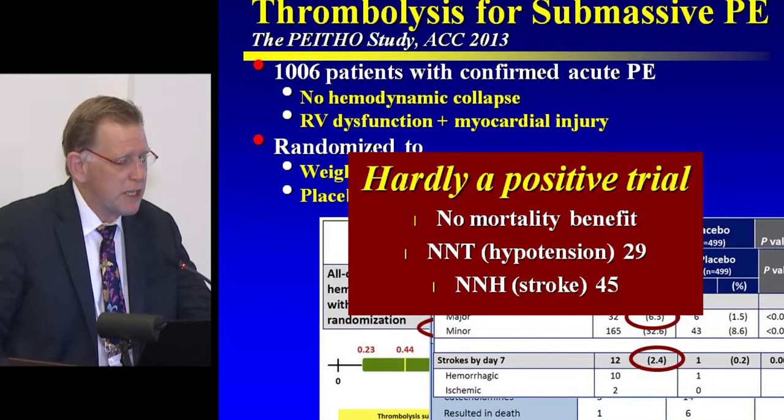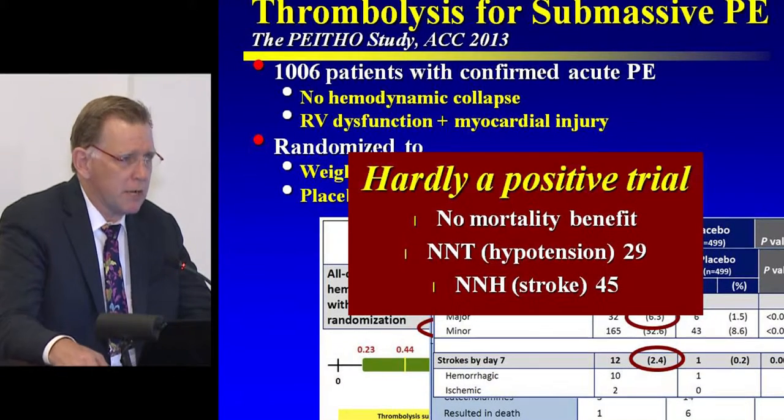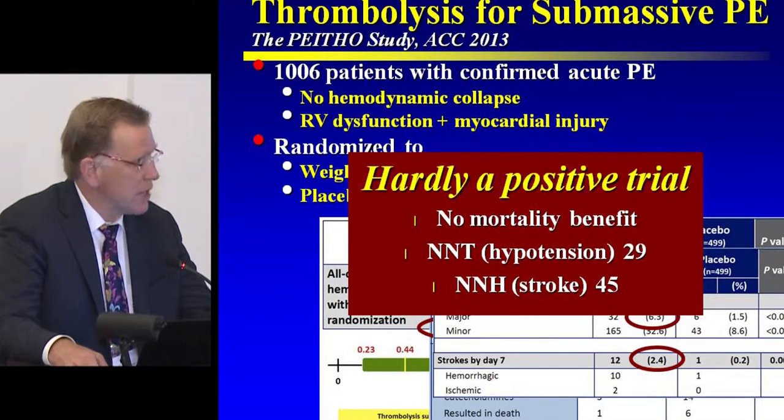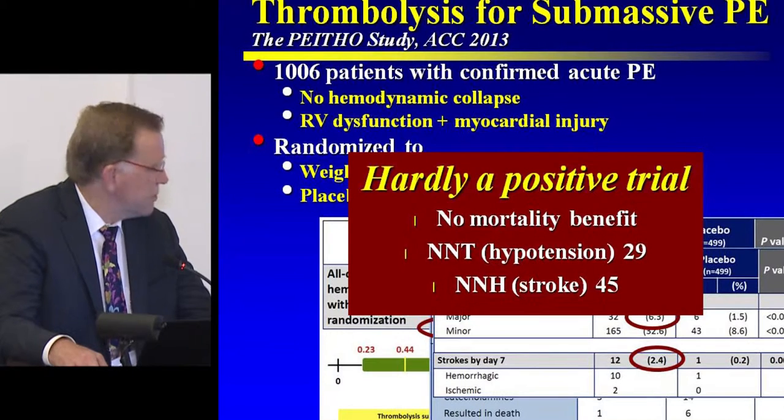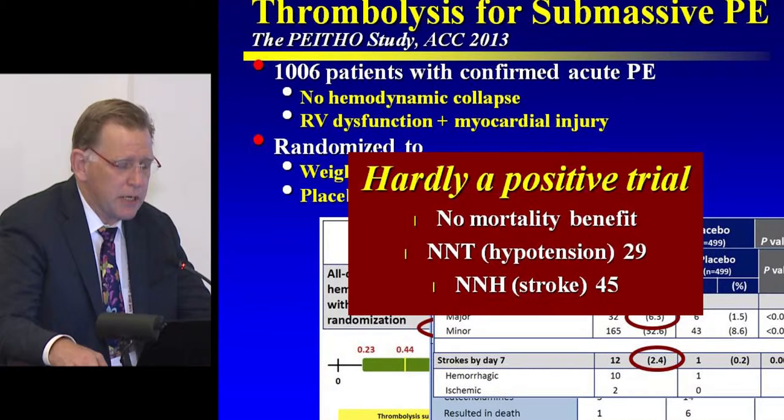And really, the only recent randomized trial was the PEITHO study that was presented at the American College of Cardiology in 2013. This was a very large study in which over 1,000 patients with submassive PE, again defined by either myocardial injury on laboratory tests or right ventricular dysfunction, were randomized either to weight-based tenecteplase administered IV, not catheter-directed, or to placebo plus unfractionated heparin. The primary endpoint was not mortality, but was a combined endpoint of all-cause mortality and hemodynamic collapse within 7 days.